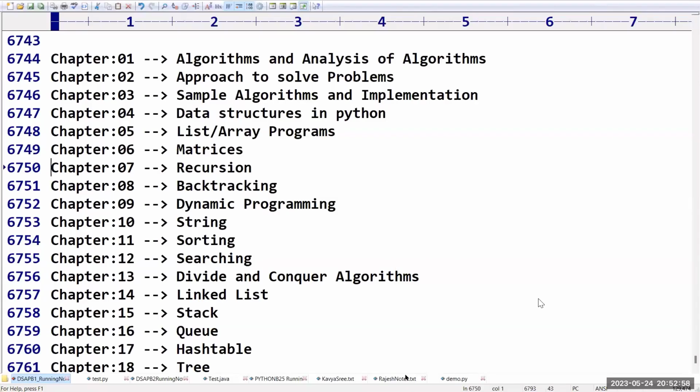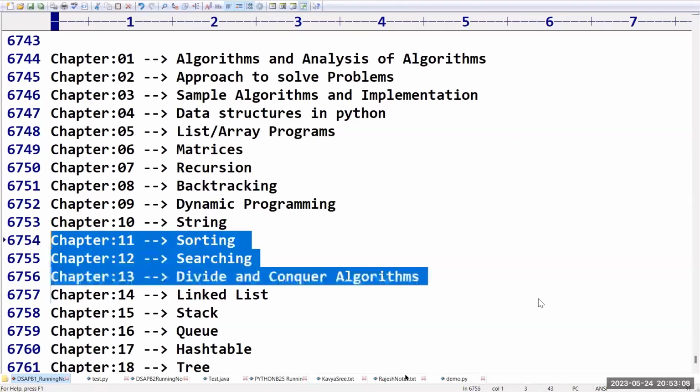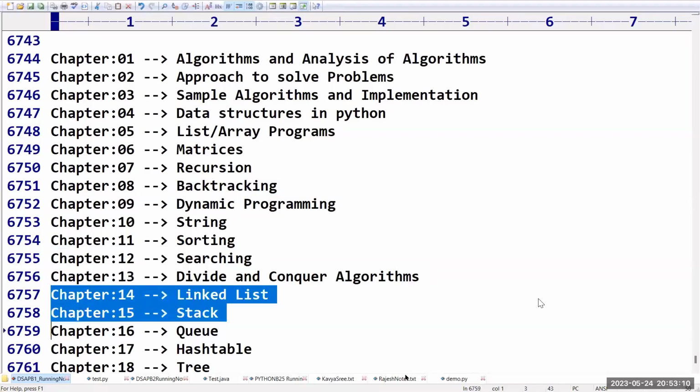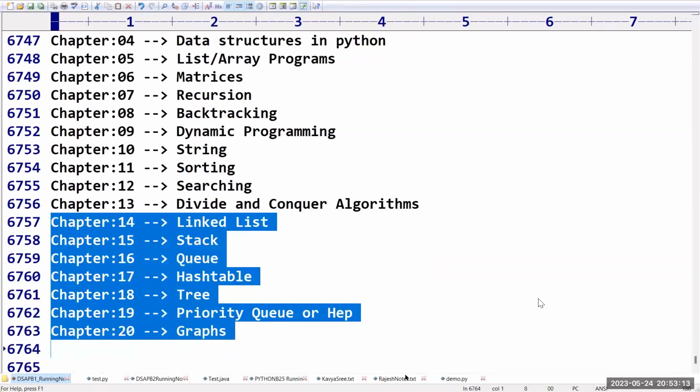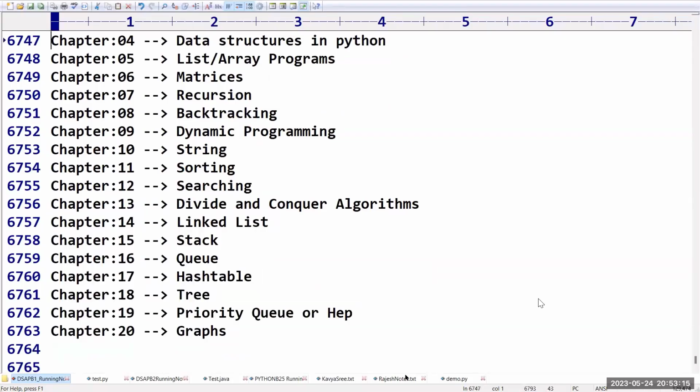So tomorrow we will start with a fresh topic called strings. String sorting, searching. Up to divide and conquer, it is very easy for you people. But from linked list, you need to put in more concentration. The actual DS is going to start from linked list. Anyway, tomorrow and the day after tomorrow, we are going to see the programs on strings.